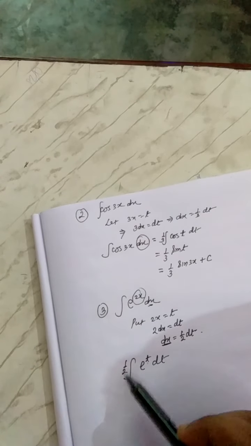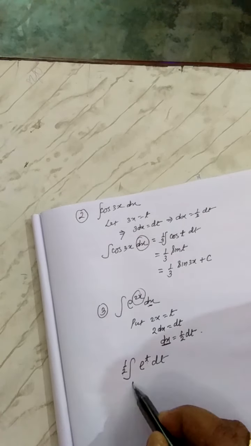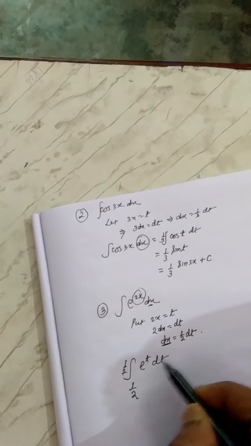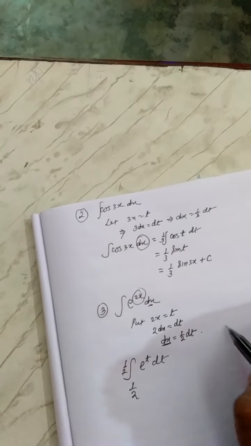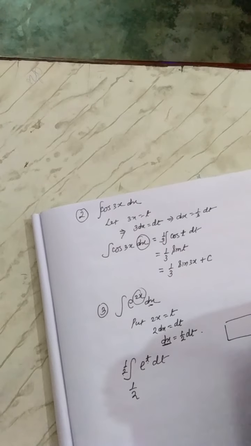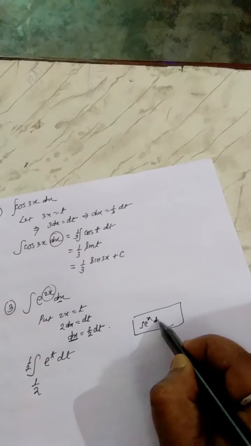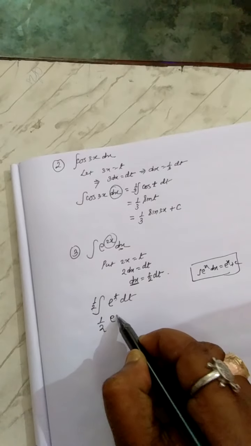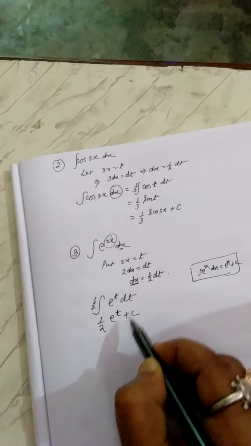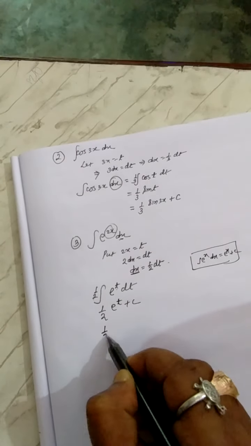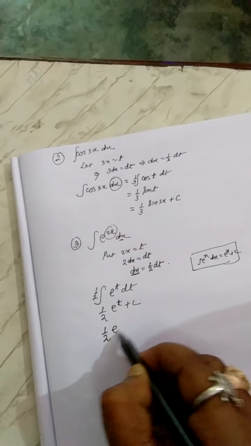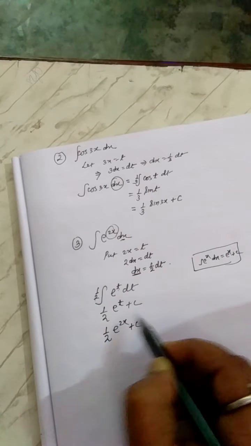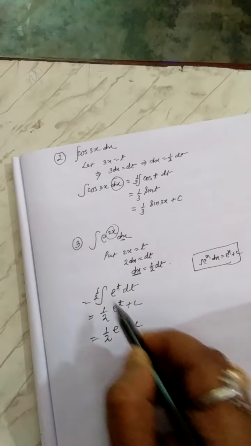Dx is equal to 1 by 2 dt. Therefore this will be 1 by 2. We know the integration formula that integration of e to the power x dx is equal to e to the power x plus c. Then we can write e to the power t plus c. Now putting the value of t, this will be 1 by 2 e to the power 2x plus c. It will be your answer.